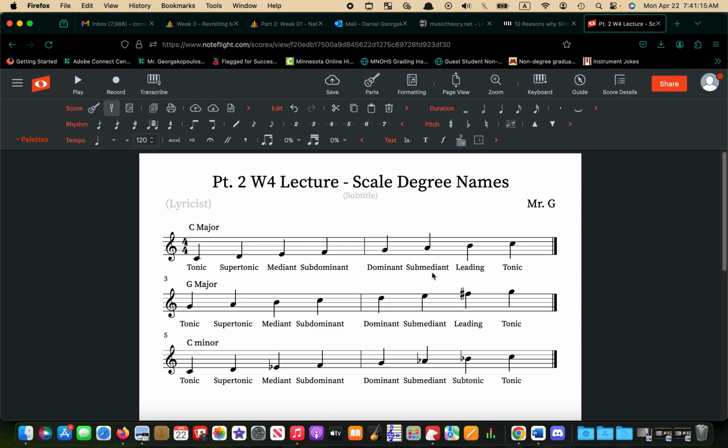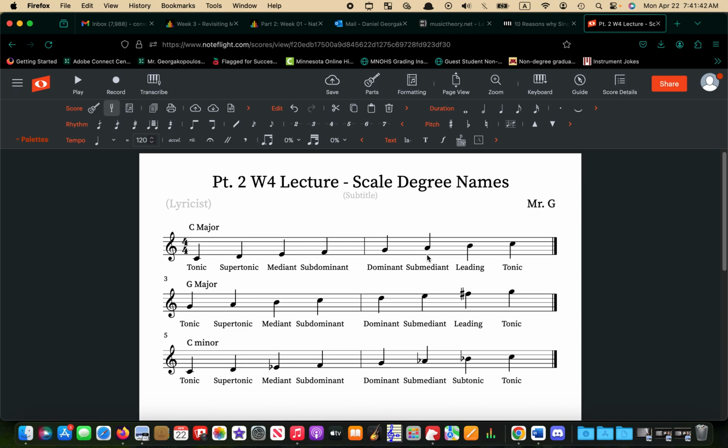Now the submediant, this is, again, sub meaning below. It is below the middle note of the dominant chord. In this case, it's spelled G, B, and D. This note is below the middle note of the dominant chord. In this case, it's B. So then A would be labeled the submediant.